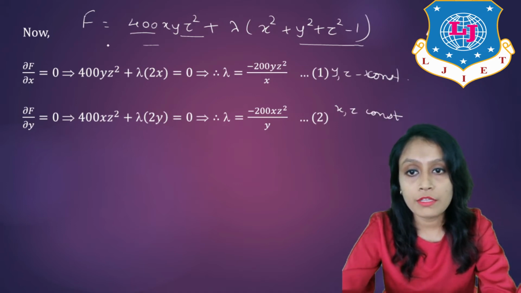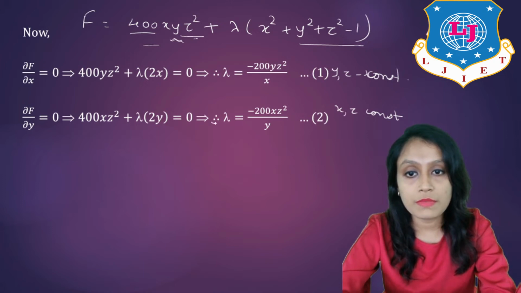Okay, so from here we have to keep x and z constant, and differentiate with respect to y. So this derivative is 1. So here you will get 400 xz square plus lambda into 2y is equal to 0. Okay, so from this make lambda as a subject. So you will get minus 200 xz square upon y. Give it equation number 2.